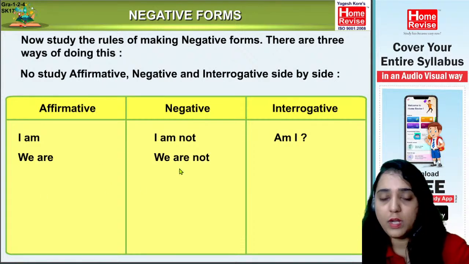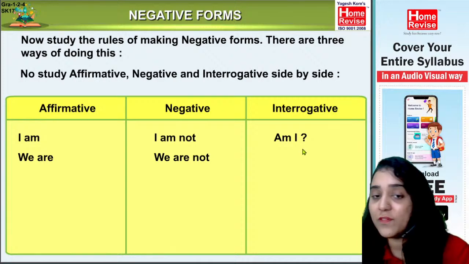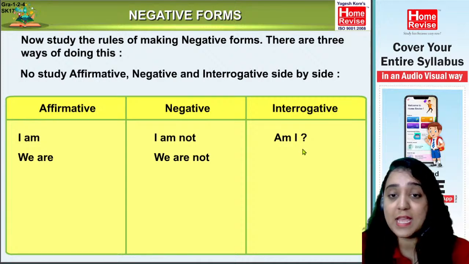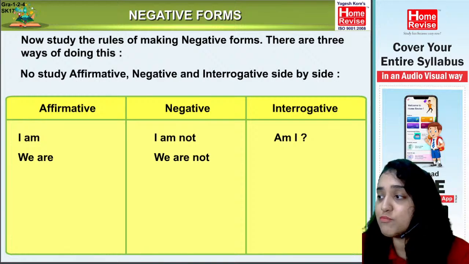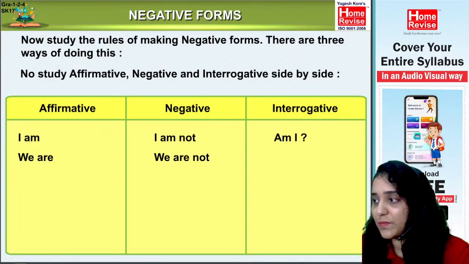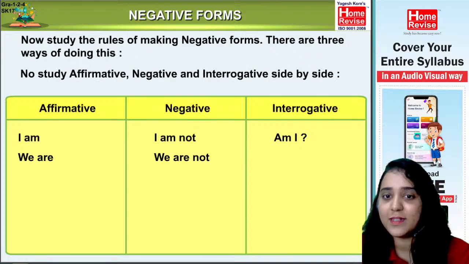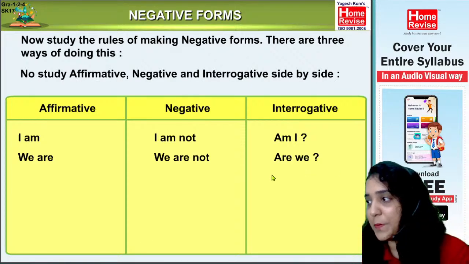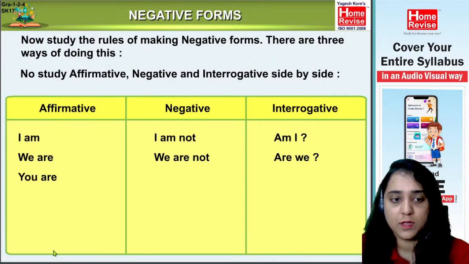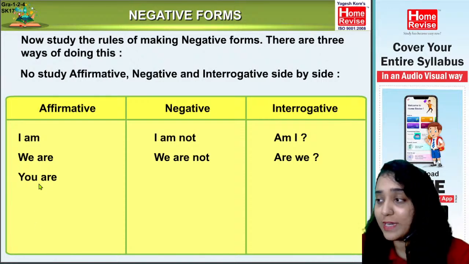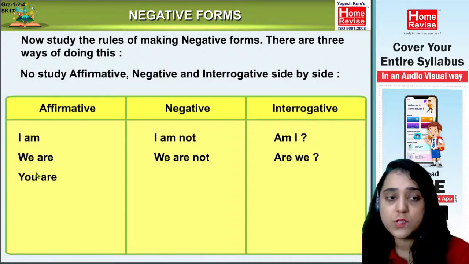We are not, and what will be the interrogative form of this? You have to just place it before the subject. So can anybody tell me what is the answer? What is the interrogative form of this? Yes, very good. It is are we. Very good, Shreya. Now let's move on to the next one, that is you are.